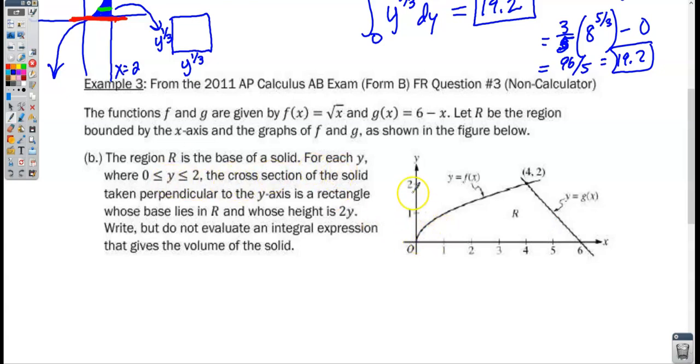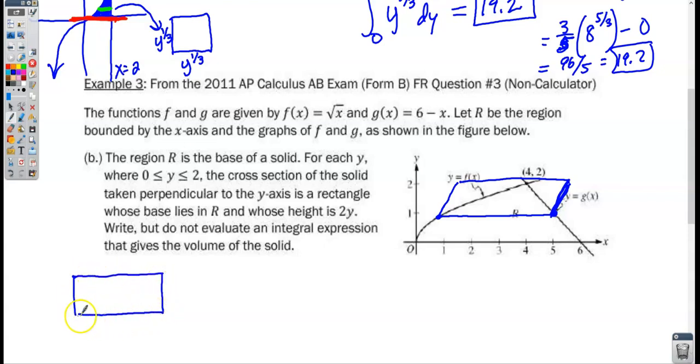For every value of y between 0 and 2, so every value of y along here, the cross-section perpendicular to the y-axis. So for instance, this cross-section right here is perpendicular to the y-axis. What I would have coming out of my screen here is a rectangle as this part of this solid. So that's what my cross-section looks like. It looks like this. Okay, so the base lies in R, and the height is 2y.